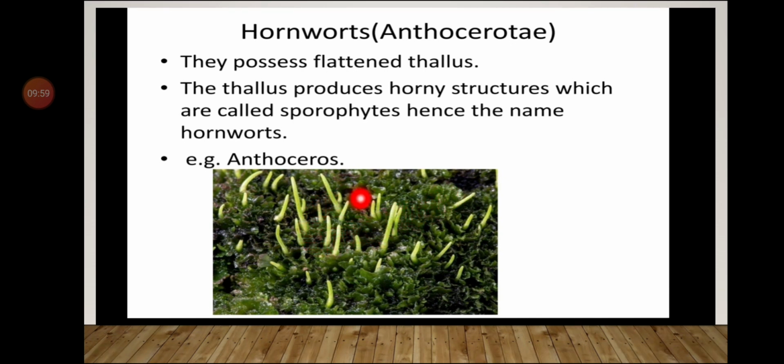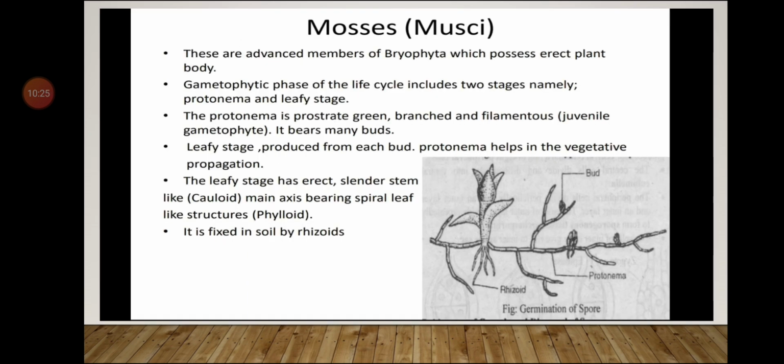Hence the name hornworts. Hornworts means their thallus structure is like horns, so they are given the name hornworts. An example for hornworts is Anthoceros, and hence the other name, Anthocerotae, is given to this kind of bryophytes.